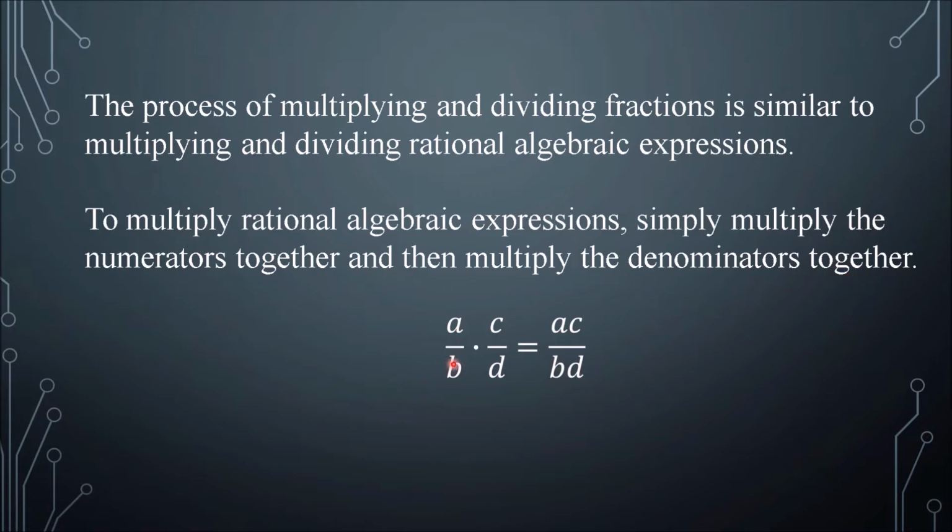Just like this one, let's say a over b times c over d. So a times c, all the numerators, ac, and then b times d, bd. That's it.